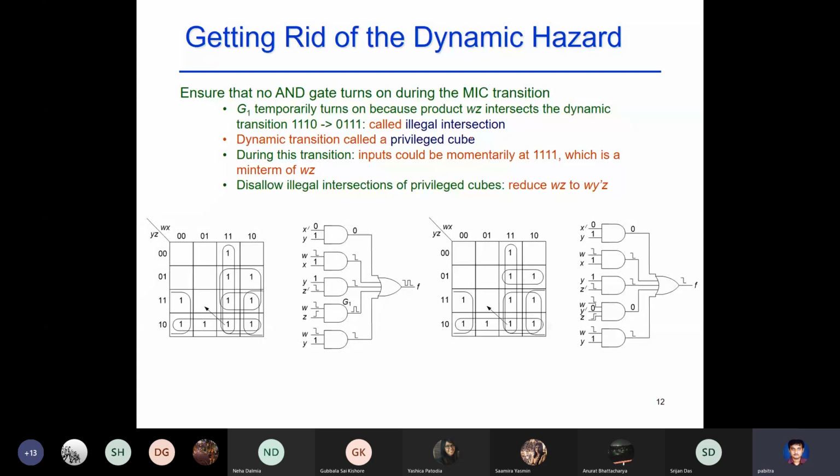So what you have to do is disallow any privileged cube. You have seen that this dynamic transition is a privileged cube. So you have to avoid all illegal intersections with the privileged cubes. How do you do that? You replace WZ by WY prime Z. You can see if you do that, you add an additional input to this G1.